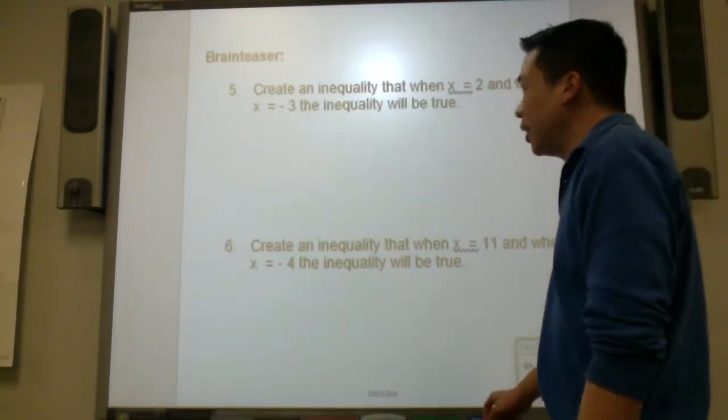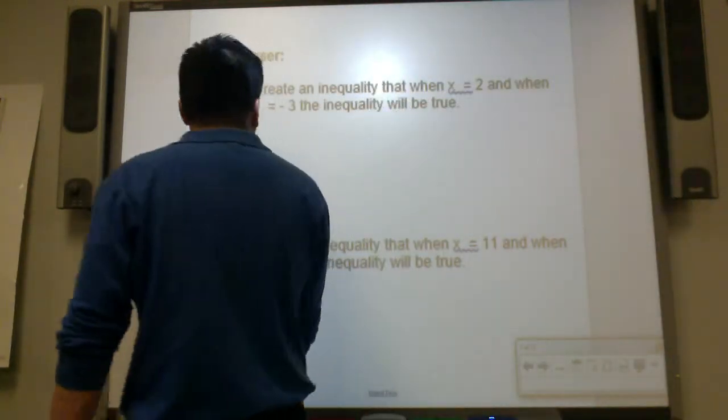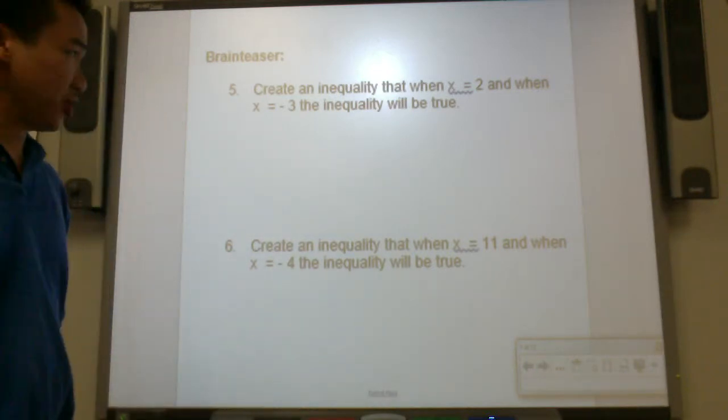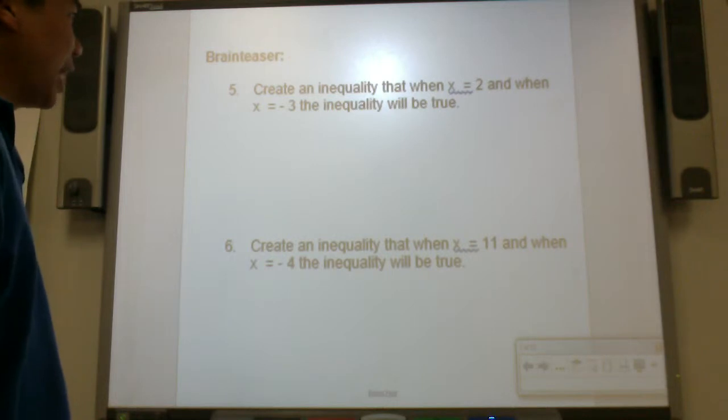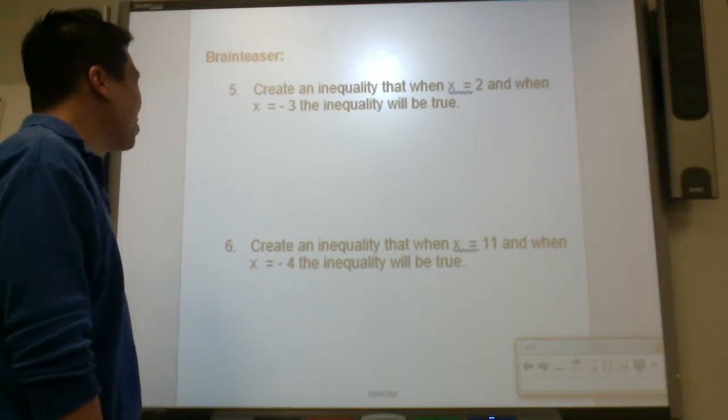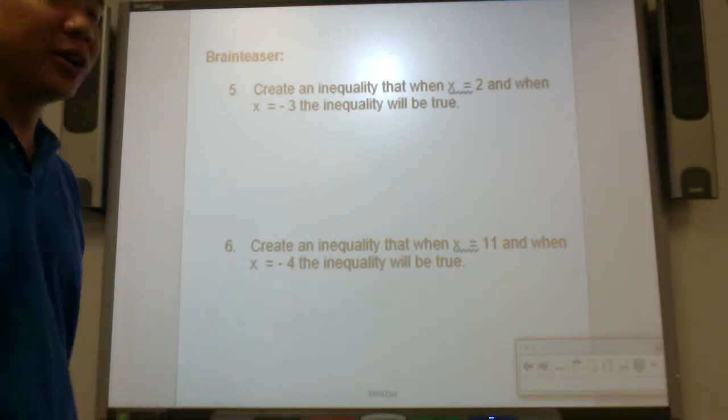Alright, so this is just a brain teaser. Just curious if you can do this or not. Create an inequality, just like what we just did, that when x is 2 and when x equals negative 3, the inequality will always be true.